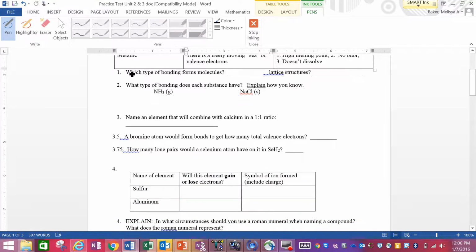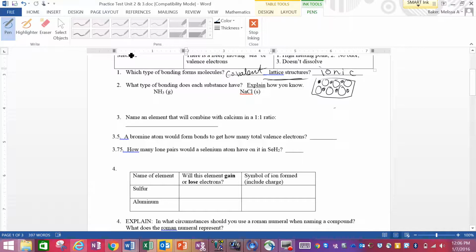All right, so what type of bonding forms molecules? Things that are covalent form molecules. Lattice structures come from things with ionic bonding. Okay, and you might be saying to yourself, what is a lattice? Well, it's an organized crystalline structure of repeating patterns of atoms. Okay, so I'm trying to draw one here of like a sodium chloride. It would be like a big cube that repeated these atoms over and over.